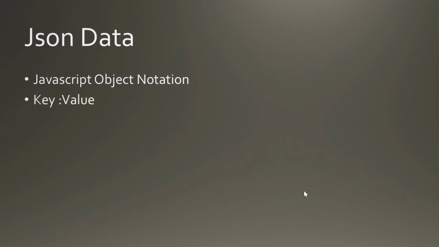So what is JSON data? JSON stands for JavaScript Object Notation. It is displayed as a key-value pair. Every JSON data will have a key and a value associated with that particular key. You can think of it as a dictionary. In a dictionary also you have a key-value pair.